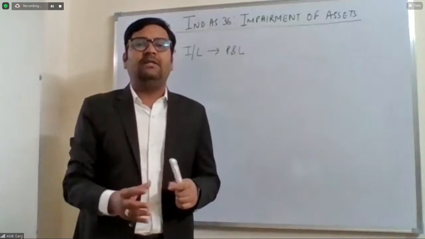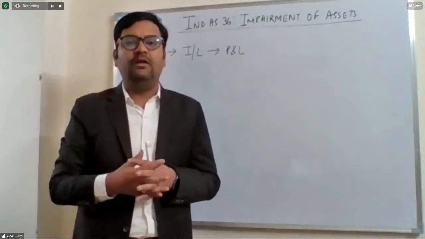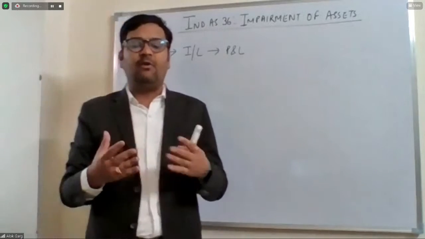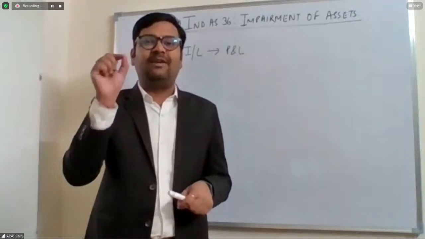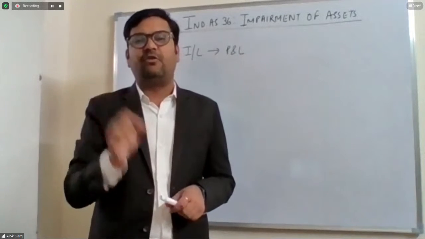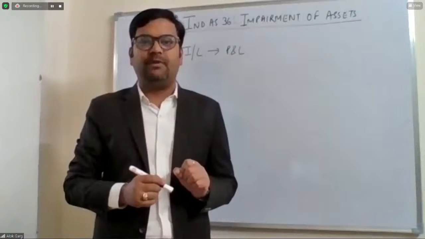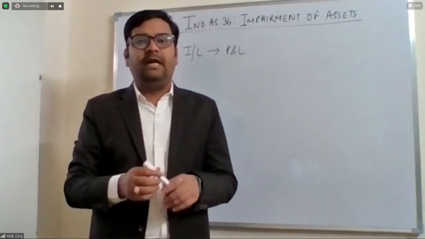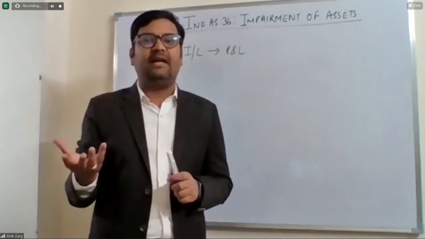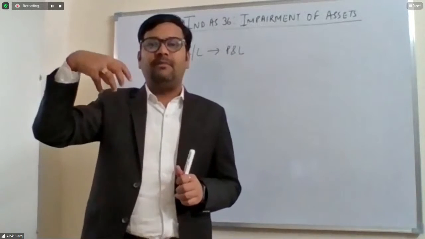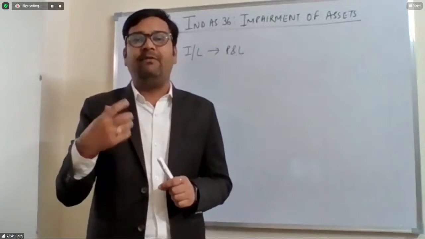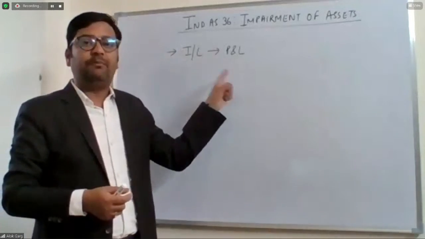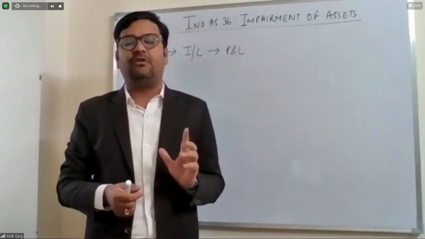For example, the entity has used a revaluation model. So the carrying value of the asset was 100 and the revalued amount was 120. So the company has credited 20 rupees into the OCI, other comprehensive income, as a revaluation surplus. Now there is an indicator of impairment, and the company has done the impairment exercise, and now this 120 becomes 105. Then what will happen with 15 rupees? This 15 rupees will not be charged to P&L. This 15 rupees will be debited to OCI.